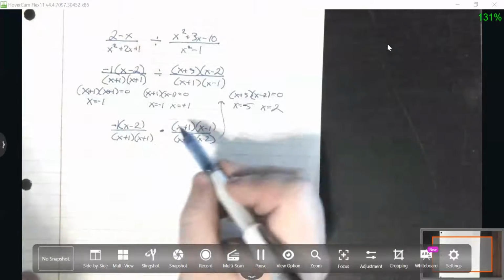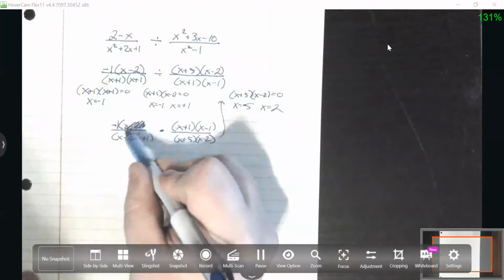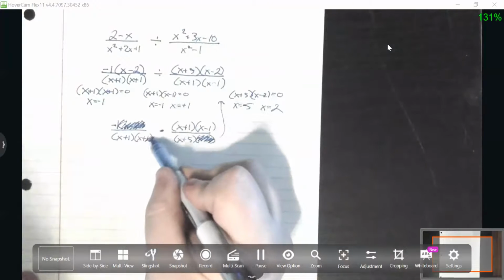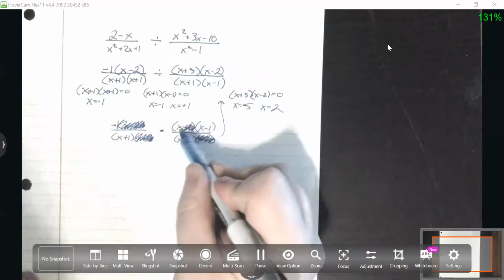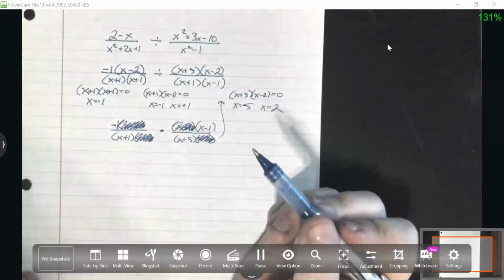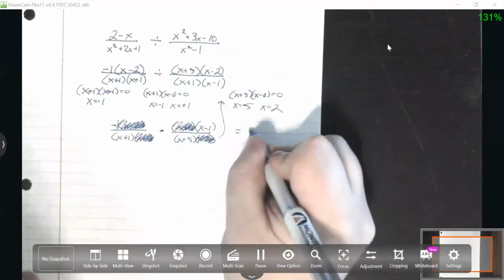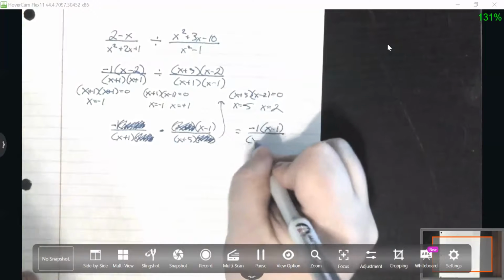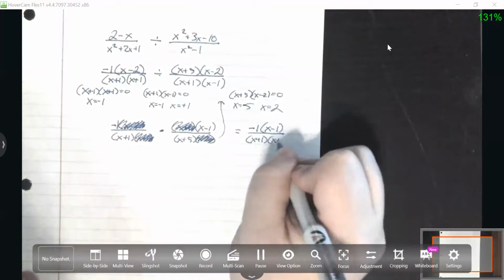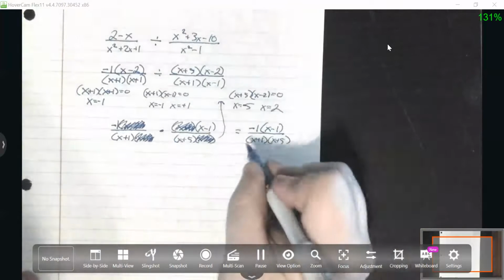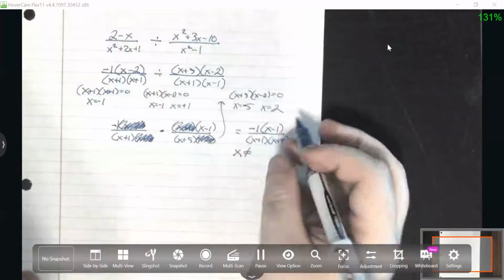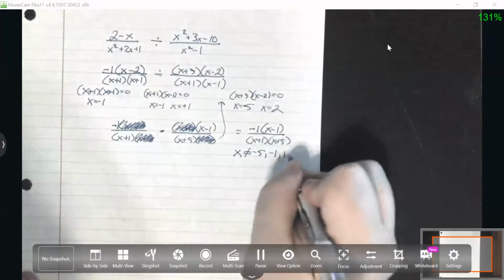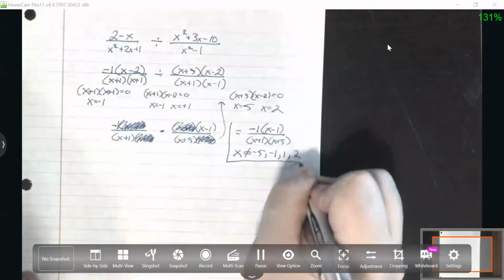Okay, so now we've listed our restrictions. We're ready to multiply, so we can cancel top and bottom. Looks like we've got an x minus 2 and an x minus 2 top and bottom. We've got an x plus 1 and an x plus 1. And that looks like it. I don't see anything else that cancels. So we end up with negative 1 times x minus 1 over x plus 1, x plus 5, with a whole bunch of restrictions. x cannot be negative 5, negative 1, 1, or 2.